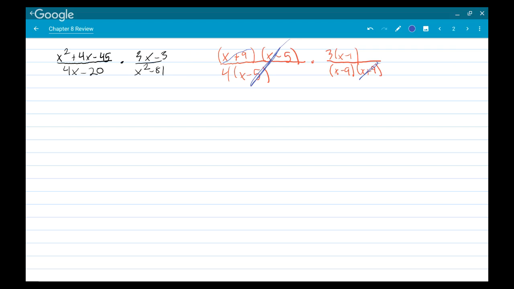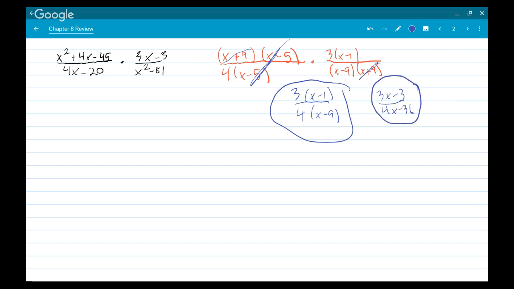Final answer-wise, it'd be better if you put these all as one fraction. So one option is to go 3 times x minus 1 over 4 times x minus 9. That is okay. You could also use the distributive property and do 3x minus 3 over 4x minus 36. Both of those answers are totally acceptable. It's up to you.